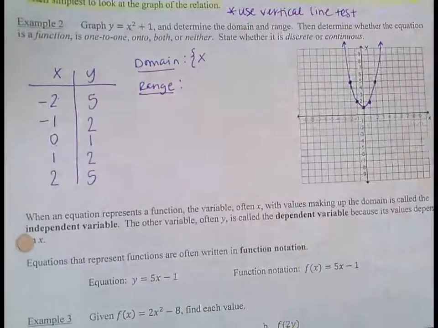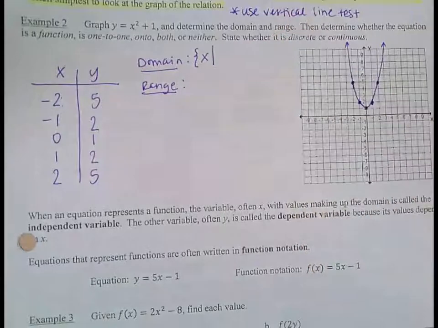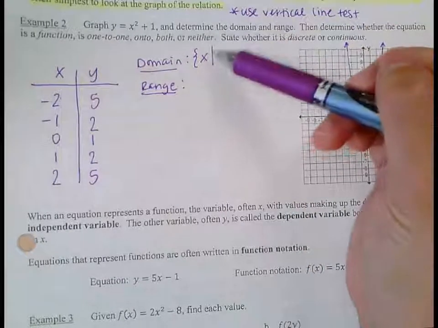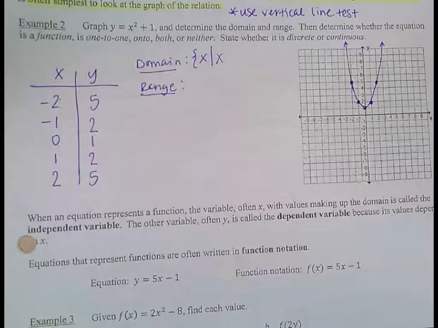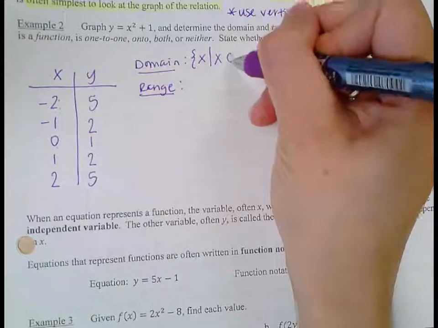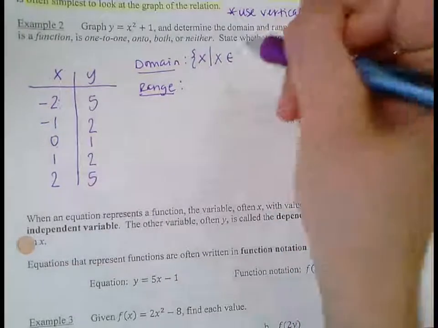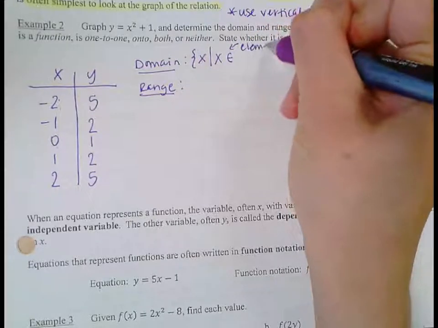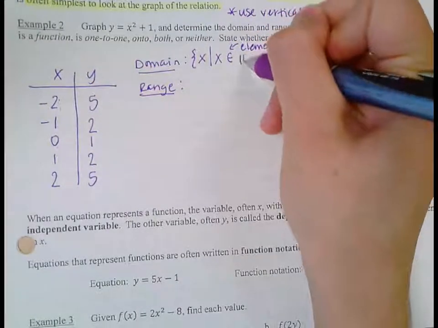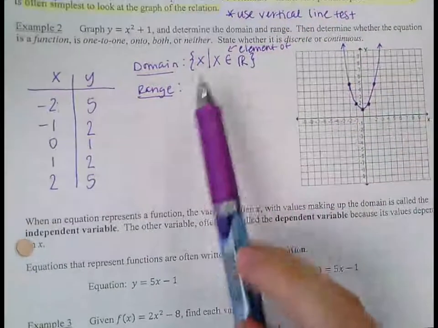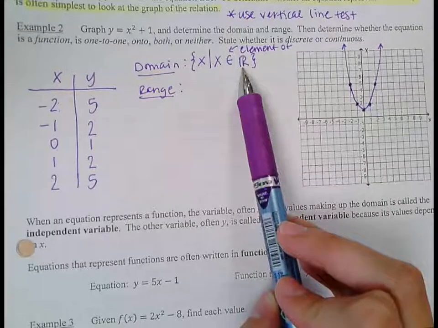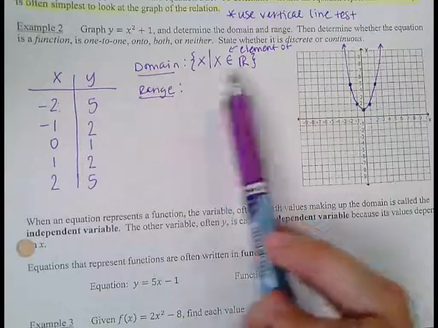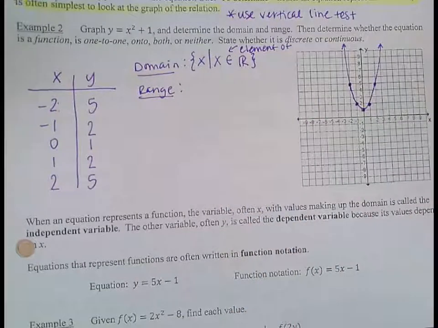The domain is the x values such that, so it starts out like we used it last chapter, define your variable, such that. And then we want to say x is an element of this. The element symbol, it looks like a C within a line, so it isn't E, but that means element of. And then the all real numbers symbol. So the domain is all x values such that x is an element of the set of all real numbers. Would be the more formal way to write it. X could be anything.